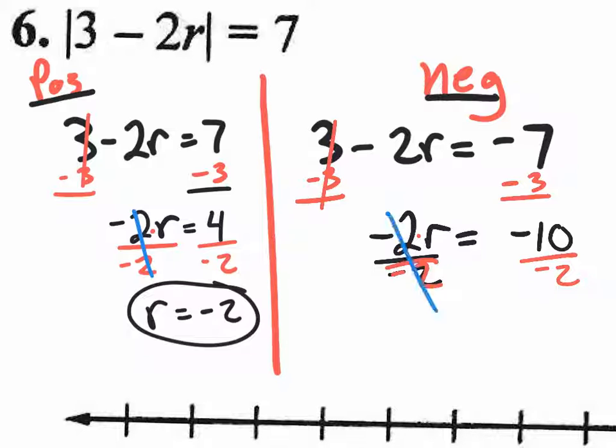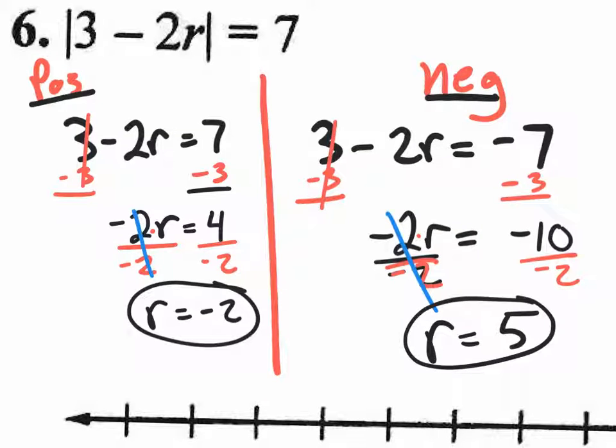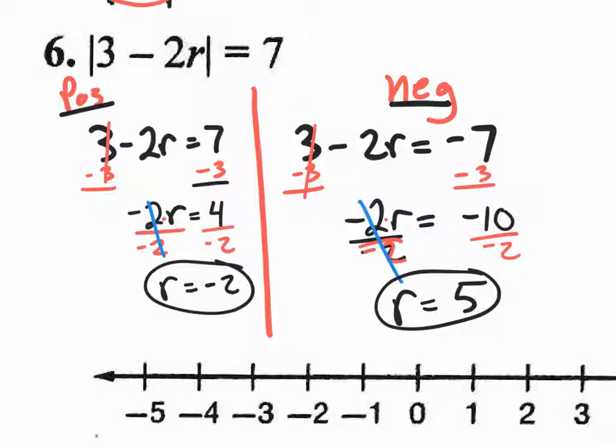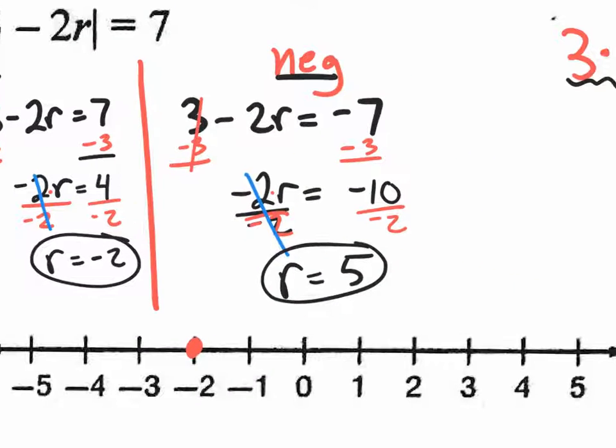The negative 2 and the negative 2 cancel. You end up with the r equals positive 5 because a negative divided by a negative is a positive. And of course, you just need to graph those answers. So just put the dot at negative 2, put the dot at 5. And that's it.